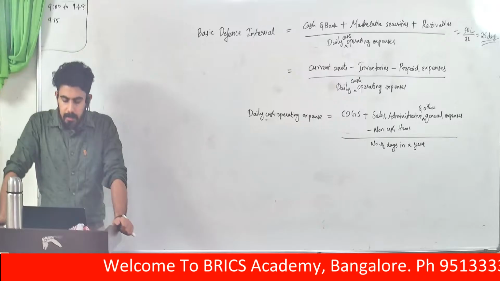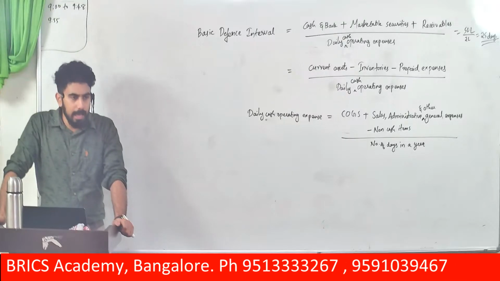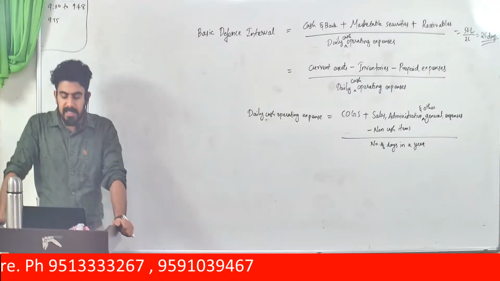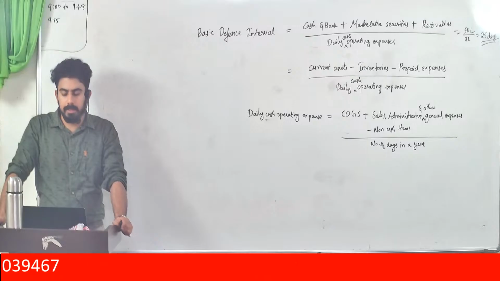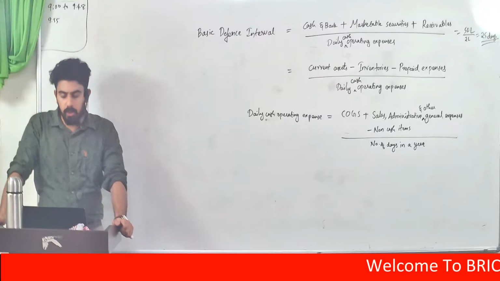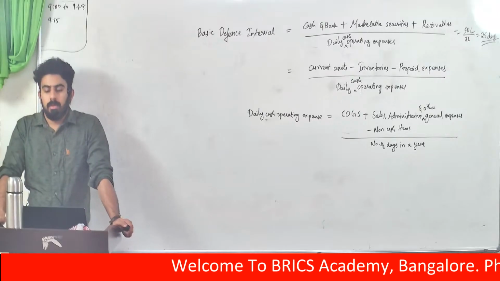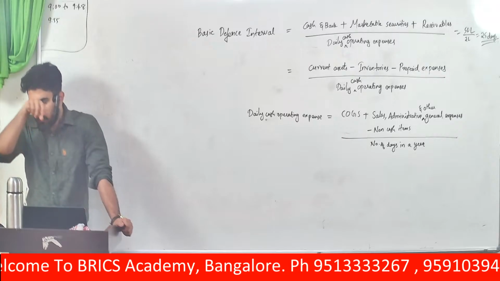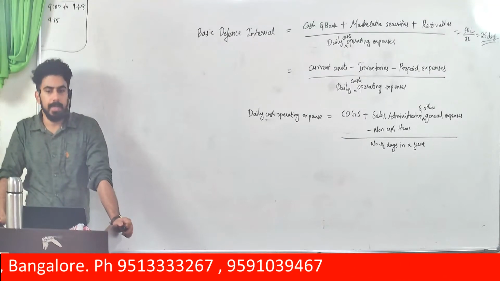Net working capital is equal to current assets minus current liabilities. In current liabilities, you write in brackets, excluding short-term bank borrowings. So normally when we say working capital, we simply say current assets minus current liability.